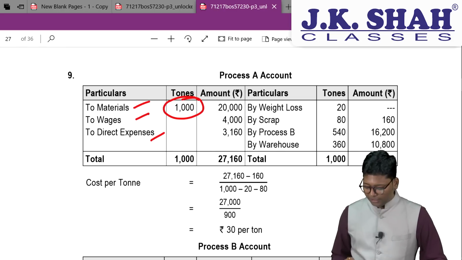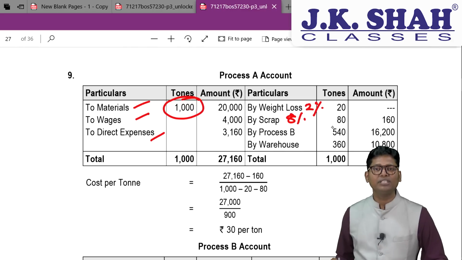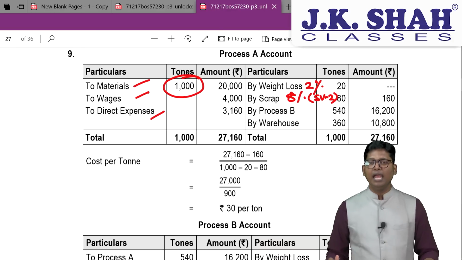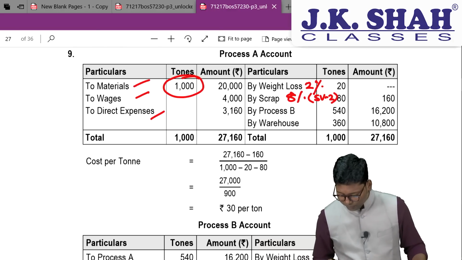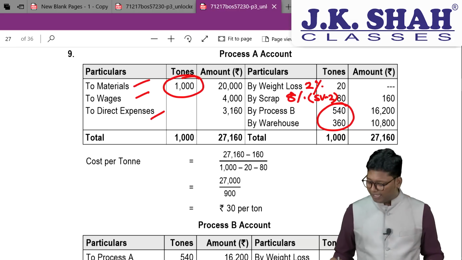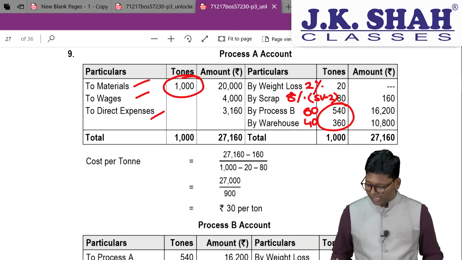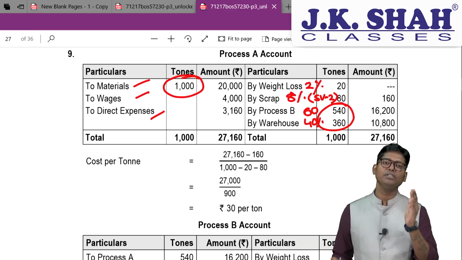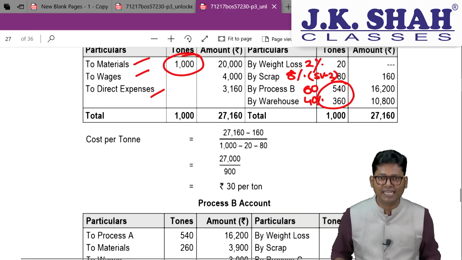Whatever is the quantity of input, 2% they have computed as weight loss, 8% they have computed as scrap value. Scrap value is given in the question. Scrap is to be valued at a rate of 2 per ton and the total amount is computed. The balancing figure is calculated as output, and output is divided into 60 and 40%. 60% you are transferring to the next process and 40% you are transferring to the warehouse for selling purpose.